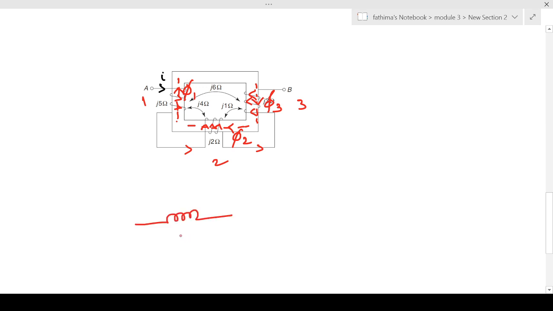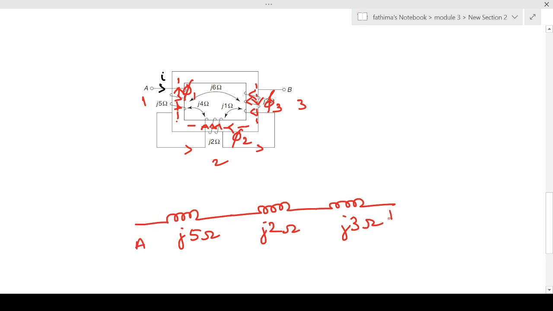So the first coil, its self-inductance is j5 ohm. The second coil, its self-inductance is j2 ohm. And the third coil has a self-inductance of j3 ohm. So we can show the dotted terminals. This is A and this is B. This is the current I flowing through the coils.